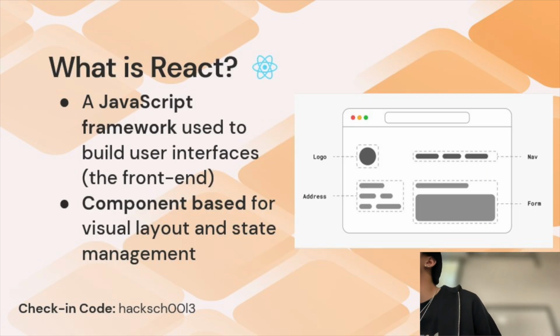Okay, so after review, we're going to talk about React and JSX. So what is React? React is a JavaScript framework used to build user interfaces. Basically, it allows us to have component-based elements in our web page. So it allows us to change the visual layout and state management of those components. State management we'll talk about later in this workshop. So here's a picture of what React is capable of doing. Each one of these are components, and we're able to write JSX code to modify these components.